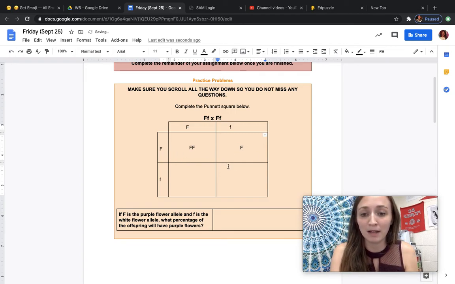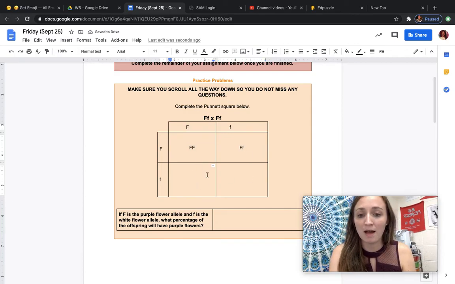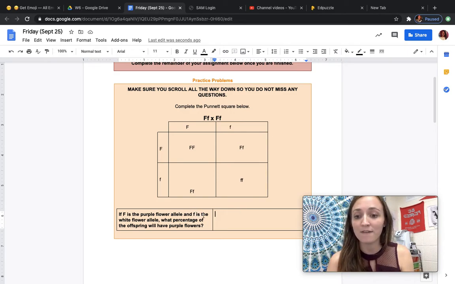So we have a capital letter and a lowercase letter. Over here in this box, we have a capital F and a lowercase f. And over here, we have a lowercase f and a lowercase f. Okay, so it says if F is the purple flower allele and the dominant trait, or the lowercase f is the white flower allele, what percentage of the offspring will have purple flowers? So how many are going to have that dominant purple trait shown?